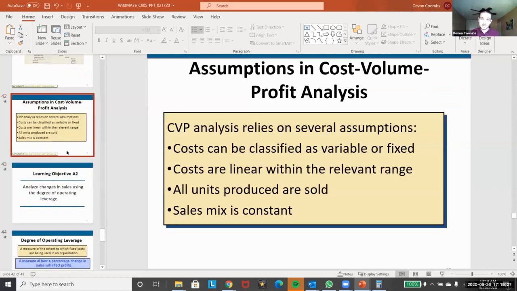So a lot of assumptions have to be made, and then we revise those assumptions over time. And so that's part of running the business, is making sure that we're actively engaging with those assumptions and revising them to be more accurate.